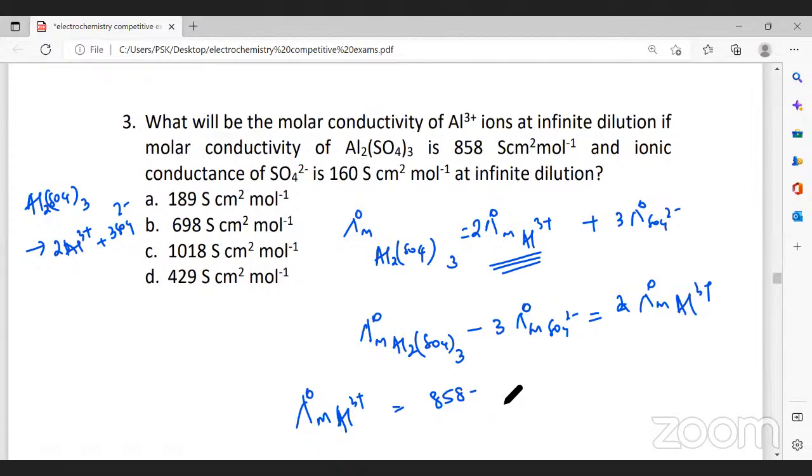So it will be 858 minus 3 into 160. That's 3 into 160, which is 480, divided by 2. So what will be the answer you will get? You will get around 189 Siemens centimeter square per mole. The answer for this question is option A. Okay, sir. Option A.